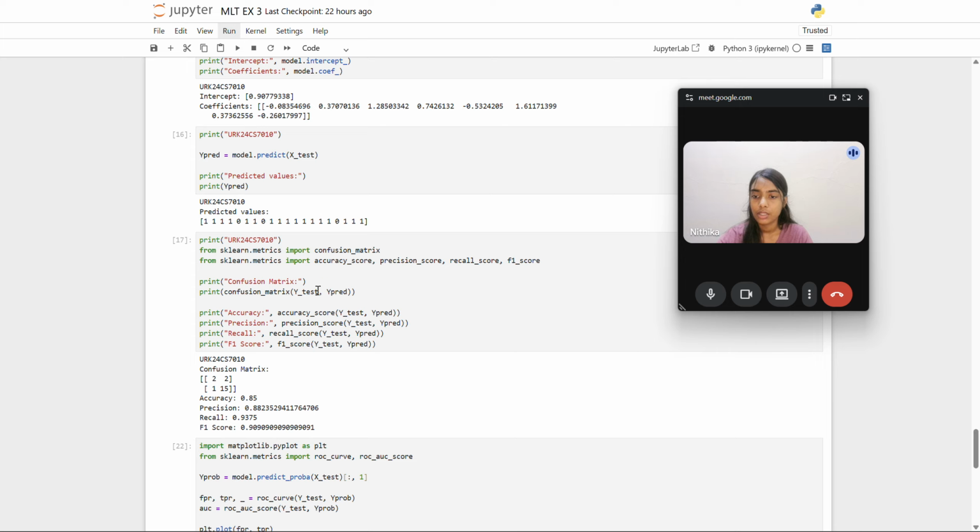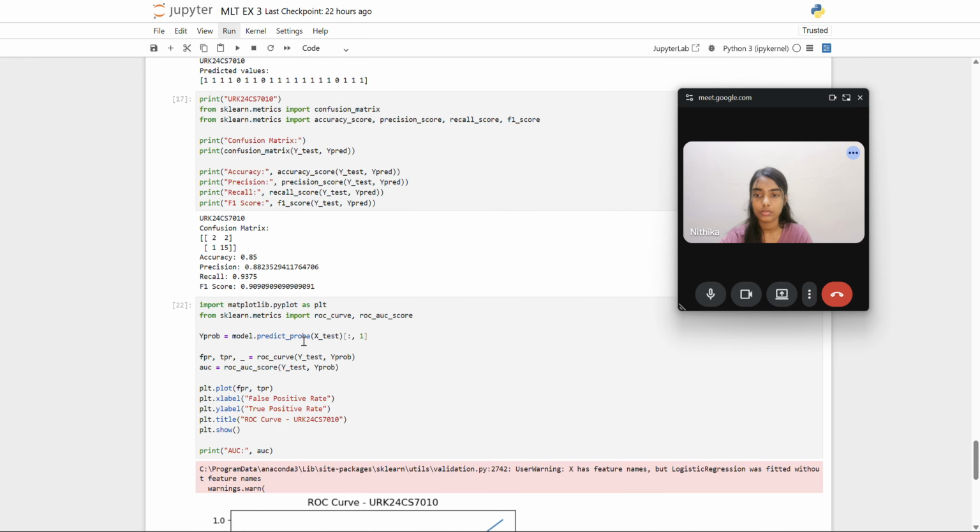Here, the confusion matrix compares the actual class and the predicted class. Accuracy tells the overall percentage of correct predictions. Precision tells us how accurate the positive predictions are. Recall tells how many actual positive cases were correctly identified. F1 score combines precision and recall into one measure.